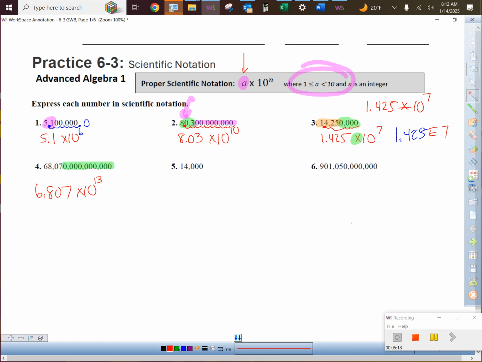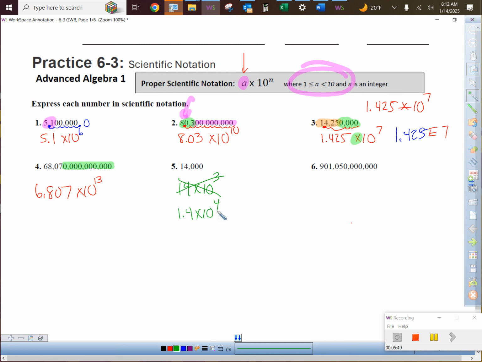And then do this one again. Why doesn't this work on number 5? Sorry, I'm getting a little too fast. I'll let you try number 5. But I have a wrong answer on number 5. Why didn't that work? Go ahead. That first number, that quote-unquote A number, isn't between 1 and 10, right? So it's got to be 1.4 times 10 to the 4th.